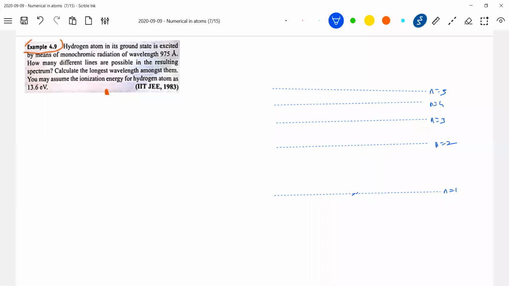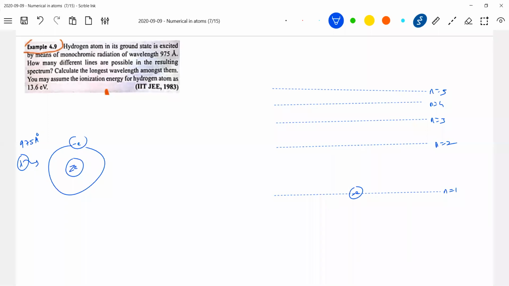The electron is present here. A photon is incident on it, or actually on an atom. We should not show it like this. A photon is incident. What is the wavelength of the photon? 975 angstroms. It'll get excited. It's saying it'll absorb, and it'll get excited.